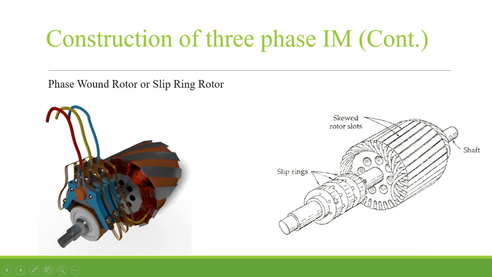These three ends of the three-phase windings are permanently connected to the slip rings. So any external resistance can be added through these slip rings. Why is this done? So that we can improve the starting torque. With low current we can get a high torque.